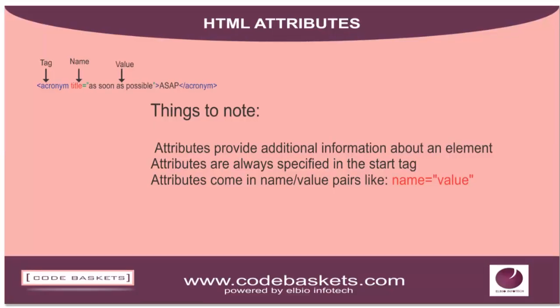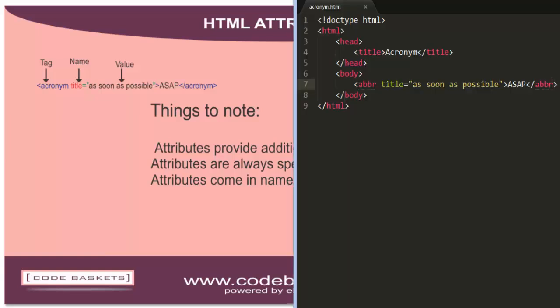Something we need to note about HTML attributes: HTML attributes provide additional information about an element. That is, adding additional information to the acronym. The acronym here is ASAP, and the title, which is the name, and the value, which is the as soon as possible, is adding additional information to the acronym ASAP. Now, HTML attributes are always specified in the start tag. Note where we added the attribute. It comes at the opening tag, and not at the closing tag.